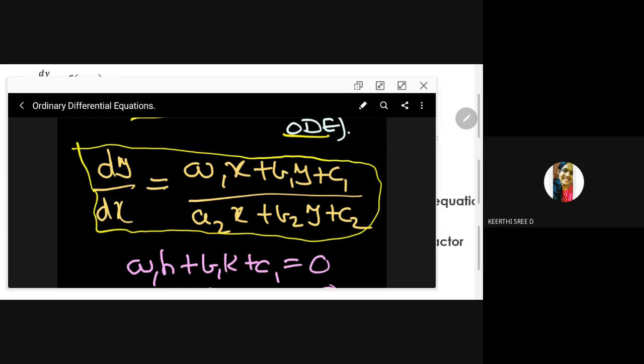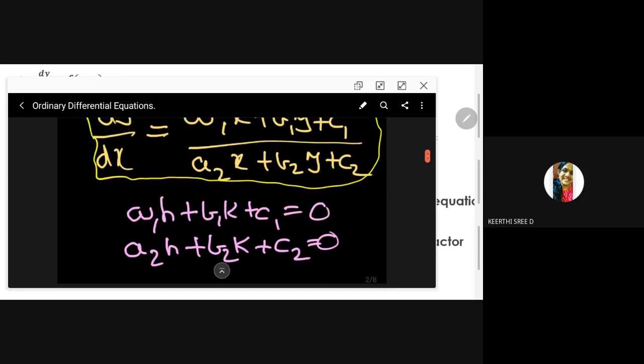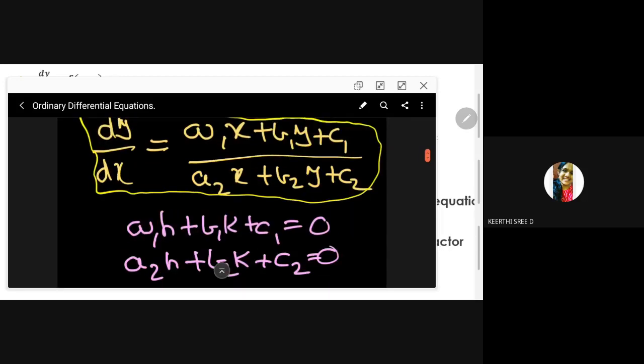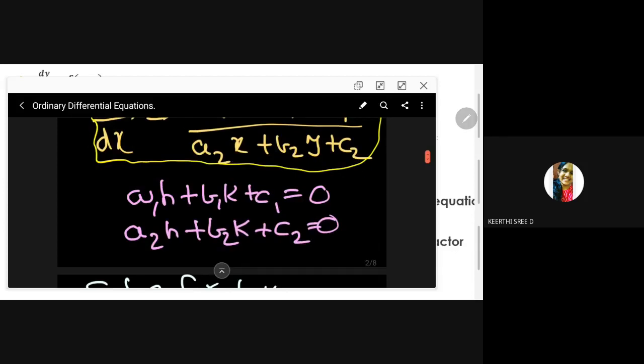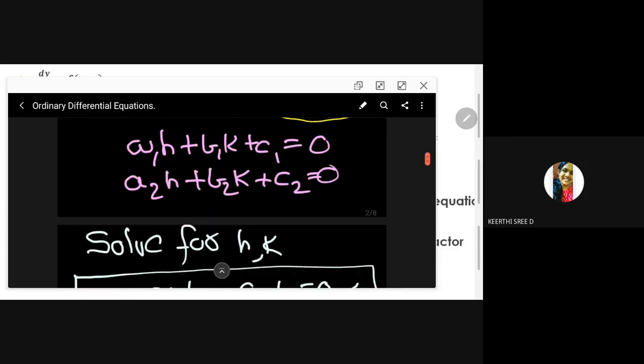Most simplified version of a non-homogeneous equation. This is clearly a non-homogeneous equation which can be reduced to a homogeneous one. In this case, it is very simple. You have to look at a1h plus b1k plus c1 is equal to 0 by taking x as h and y as k. You look at the homogeneous system of equations and solve for h, k.